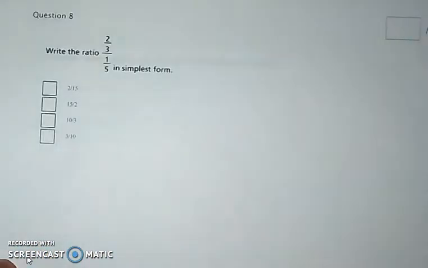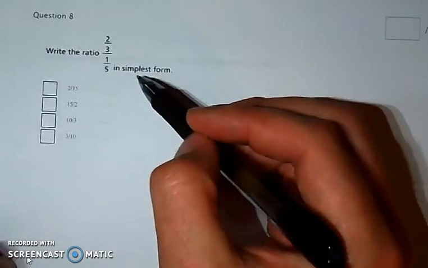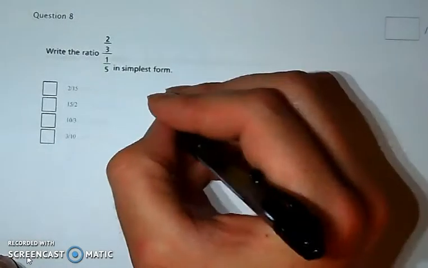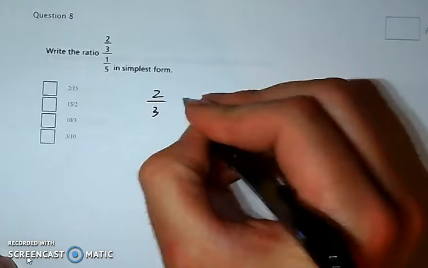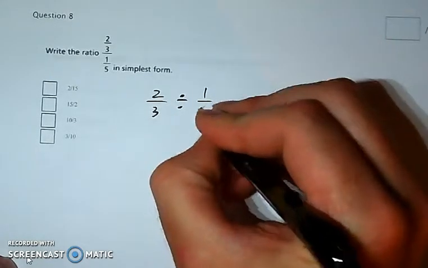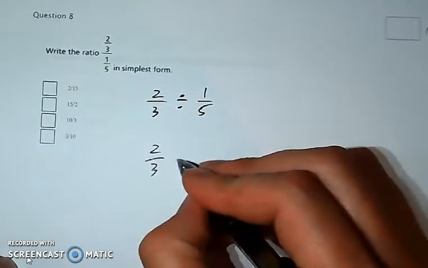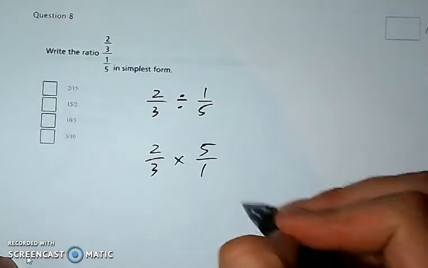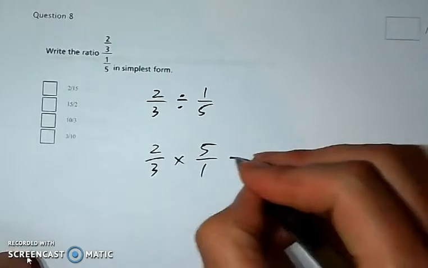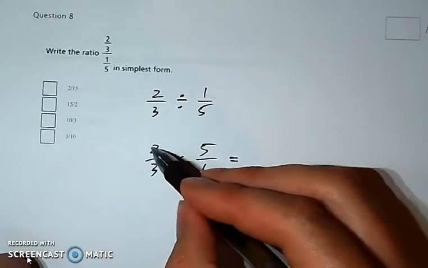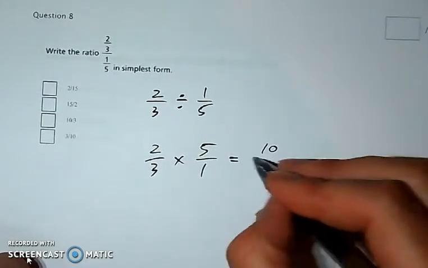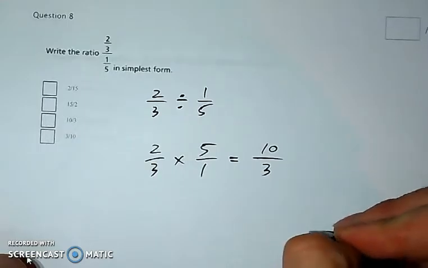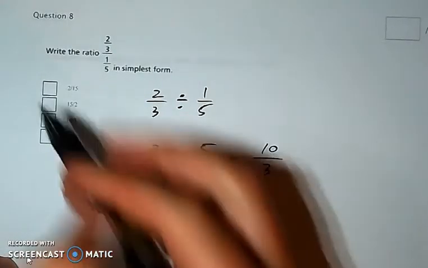Don't get tricked by the last answer. Ratio in simplest form. Hey, very similar to the last one, right? We're dividing. 2/3 divided by 1/5. Keep. Change. Flip. Can we do any simplifying? No, we can multiply fractions, that's no problem. Top times the top, bottom times the bottom. 10 over 3. There's your answer.